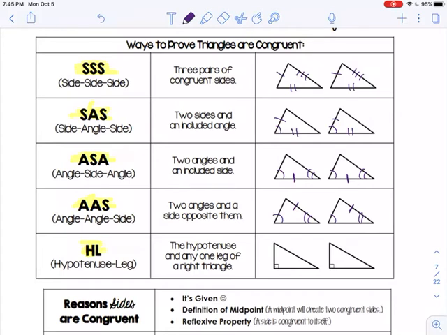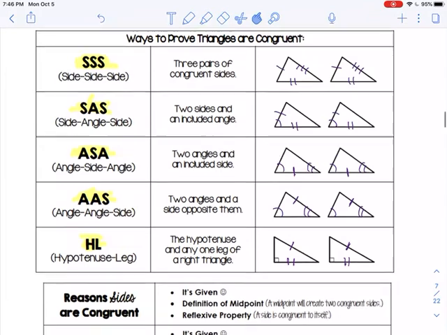And the last one is hypotenuse leg. You have to have a right triangle. So these are both right triangles, and you have the hypotenuse, which is across from the right angle, and you have one of the sides. It does not matter which side that you have.